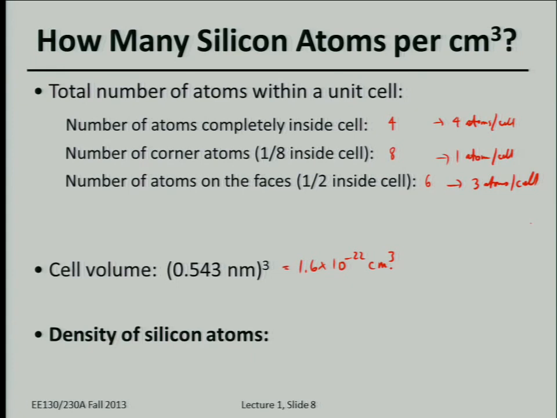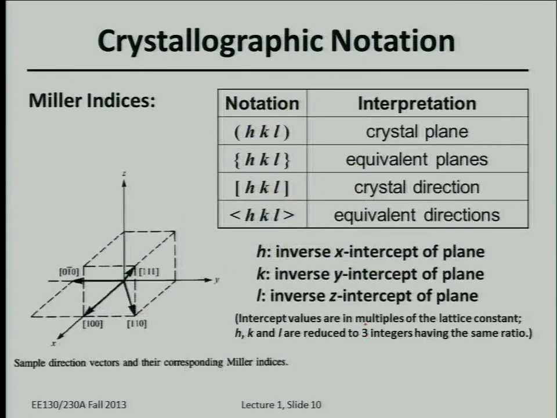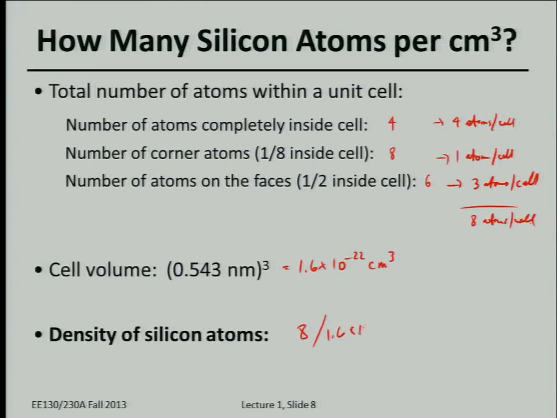So notice that when we talk about volumes, like number of atoms per unit volume, the unit of length is centimeters. Okay, so in this class, when we're talking about volume densities, we always use centimeters. So the density of silicon atoms: the total is 8 atoms per cell. And so it's 8 over 1.6 times 10 to the minus 22. So this is equal to 5 times 10 to the 22 atoms per cubic centimeter.